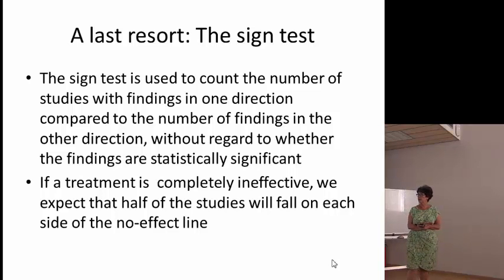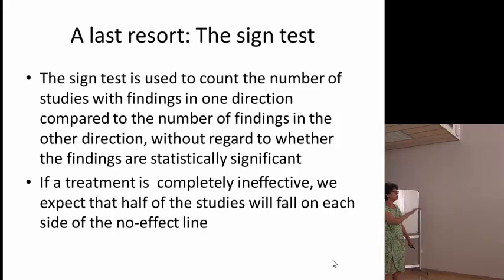Anyone? If there's no treatment at all, what's going to happen by chance? Right? 50-50. Half the time it's going to be positive and half the time it's going to be negative. So what you test with this is whether the departure from 50-50 is significant. Simple idea. If a treatment is completely ineffective, in other words, chance is the only thing operating, you should have half the studies showing positive results and half showing negative results.